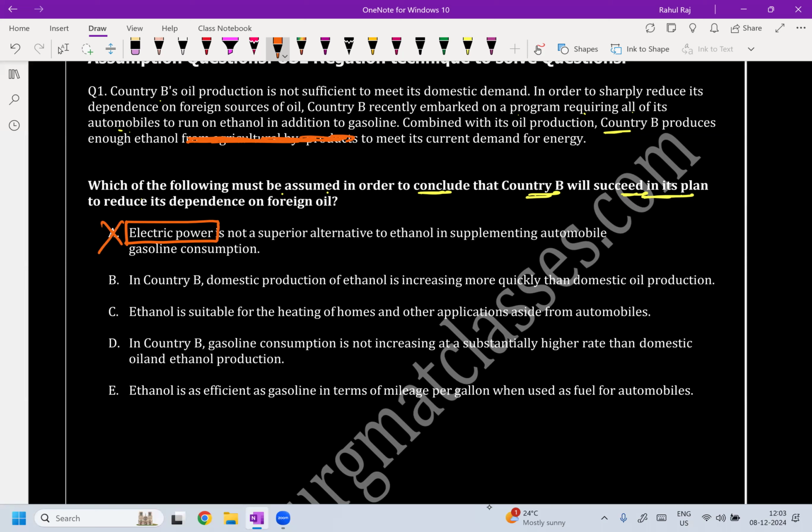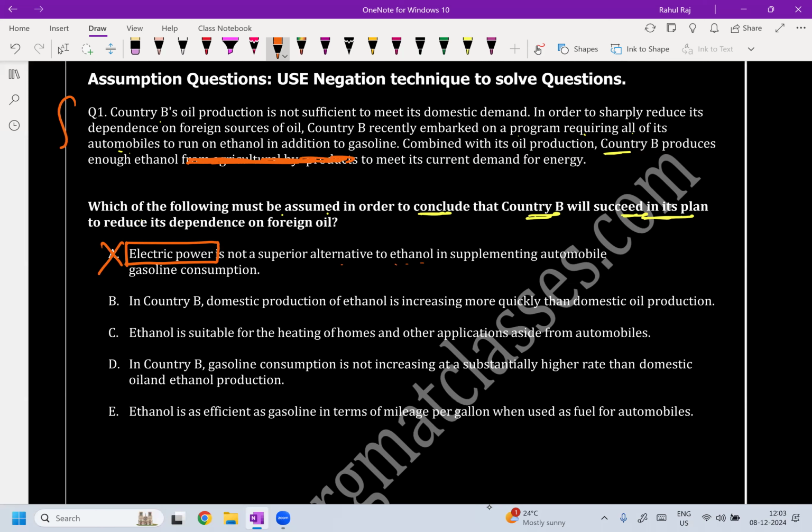Electric power is not a superior alternative to ethanol. Whether it is superior or not is none of my business at all. The point is, electric power is not discussed in the argument. The argument discusses only two things, oil and ethanol. Why should I even think about electric power? Am I right? So you don't have to negate this statement either. Please understand, in assumptions, two or three options can be straight away rejected.